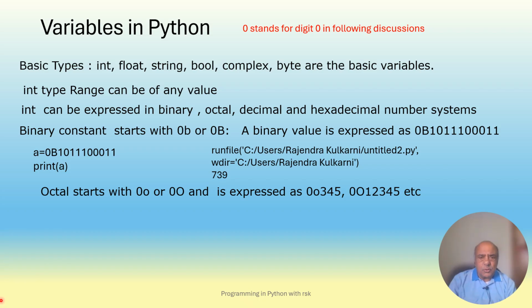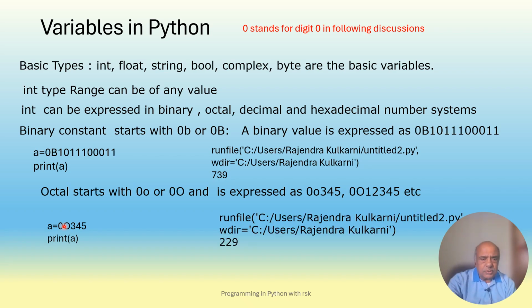Octal starts with 0o or 0O, and it is expressed as 0o345, 0o1235, etc. If we assign this 0o345 to a variable A and try to take out its value, when we run this kind of statement, what we get as the output of print A is 229 again, which is the decimal number equivalent of octal number 345.